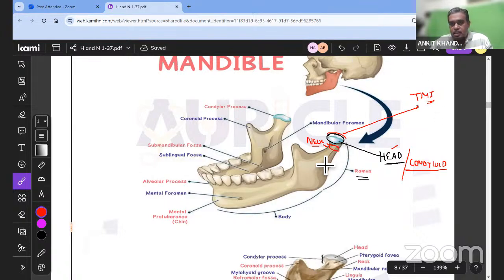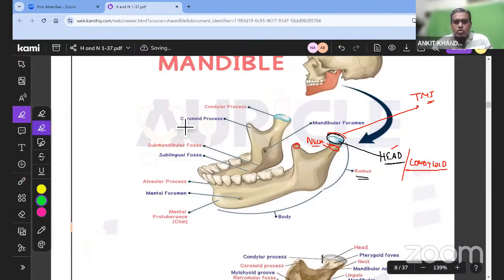Now, this is the head in the ramus. In front of this, there's another process. This process is known as the coronoid process. This is coronoid and this is the condylar or condyloid process, as I already told. This is the ramus. The ramus is covered with a very, very thick muscle that is known as masseter.